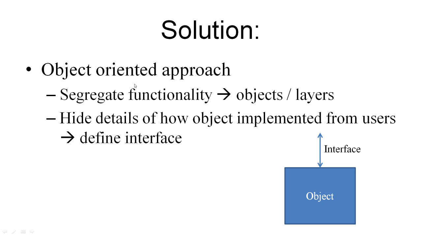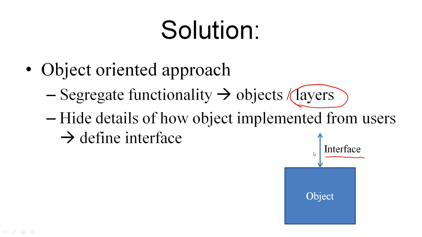Right, object-oriented programming to the rescue. Whenever we have a complex task, it makes sense to segregate functionality into objects. In this particular case, we call them layers. And we hide the details of how this object is implemented from the users of that object by defining an interface. So users interface with the object through an interface.